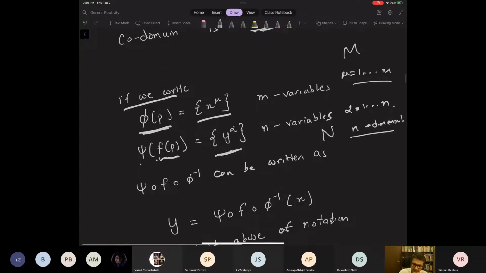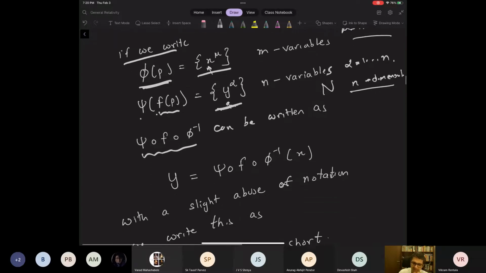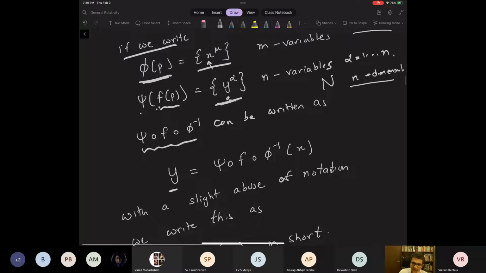And now if we use these coordinates, then we can write this map psi circle f circle phi inverse. That is nothing but calculating the y coordinate corresponding to a particular x coordinate under this map f. So it's basically psi circle f circle phi inverse acting on x. x acted on by phi inverse takes me back to the point p. Acted on by f takes me to the point f of p, which is now in the manifold N.